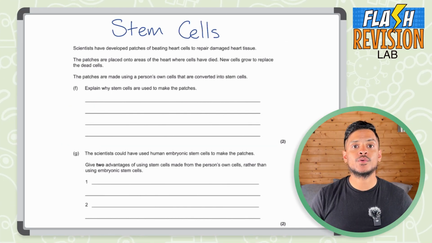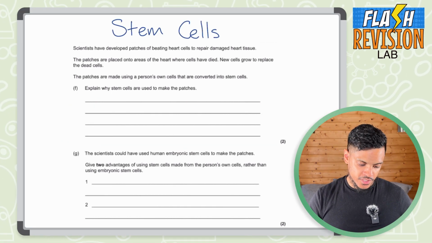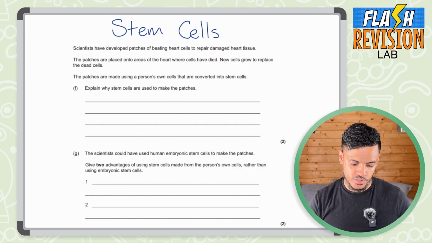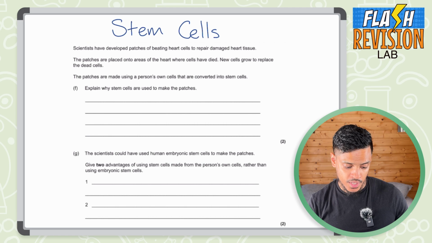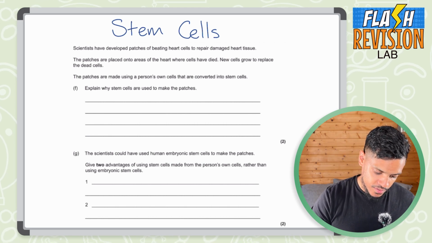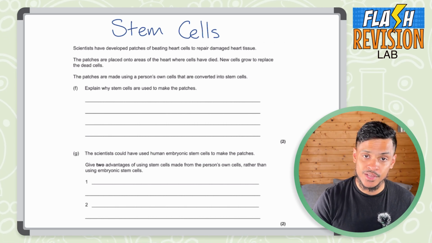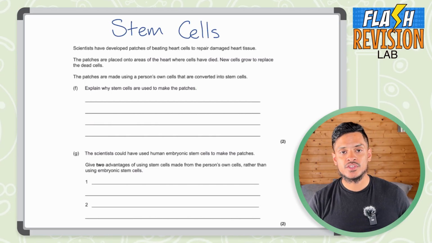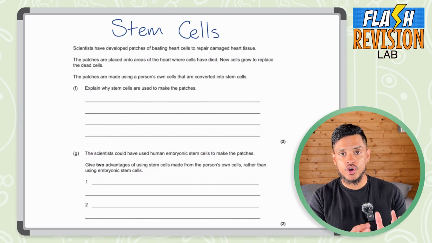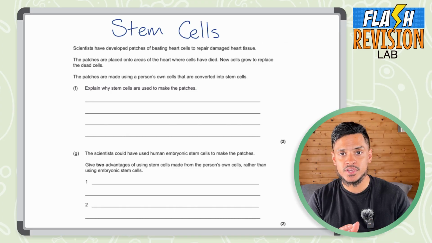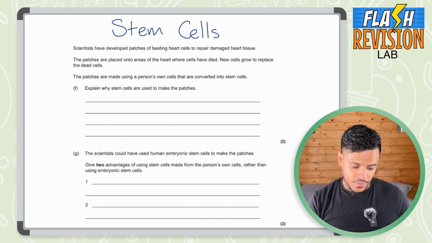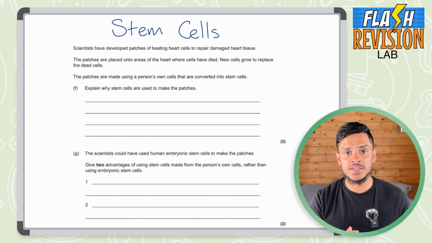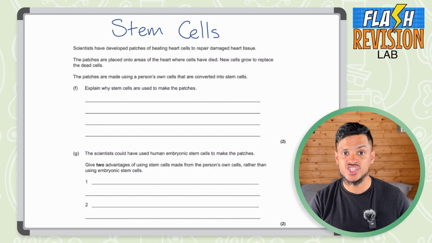All right, so here we have a question on stem cells. So it says scientists have developed patches of beating heart cells to repair damaged heart tissue. The patches are placed onto areas of the heart where cells have died. New cells grow to replace the dead cells. So they're applying these patches onto wherever the damaged area is. And what that does is it causes new cells to grow in that place. So basically repairing the heart tissue.